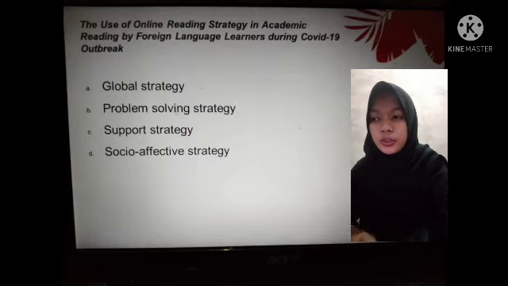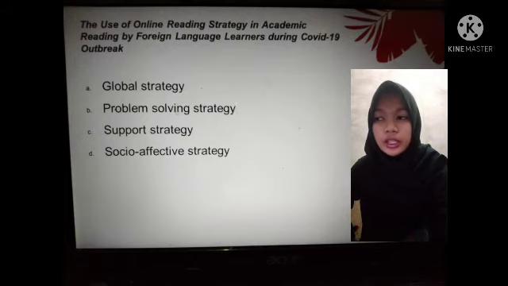And next is about support strategy. Support strategy is something that learners use to help them understand reading online, and the support strategies categories are using the online dictionary, taking notes, highlighting important information, using translation tools, and many others. And the last is social effective strategy. So the social effective strategy is a strategy that deals with social emotional enhancement applied in online reading activities.